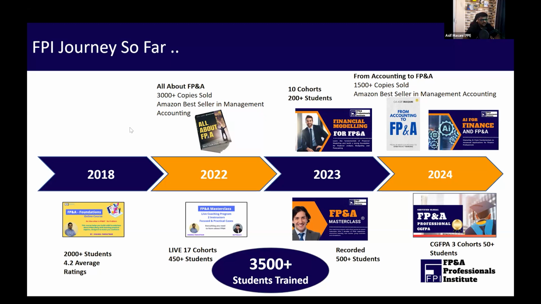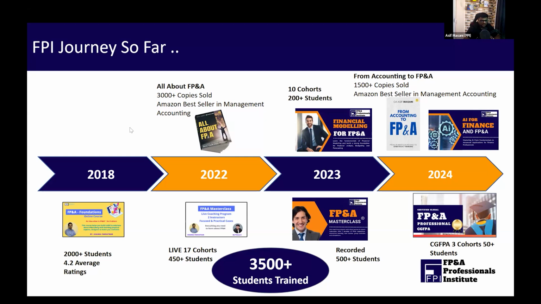Then we started the financial modeling for FP&A program, which again came from requests from masterclass alumni. They wanted to learn more about modeling. So that is another program. We've completed 10 cohorts, and 200 plus students have taken the program. The AI for finance and FP&A program has been the latest addition to our portfolio, coming from developments on AI and tools. We cover tools like ChatGPT, Copilot, Gemini, and more in that program, how to use those tools specifically for finance and FP&A functions and use cases.